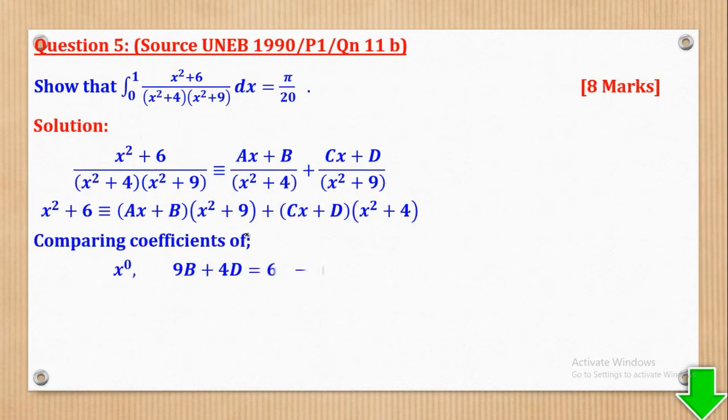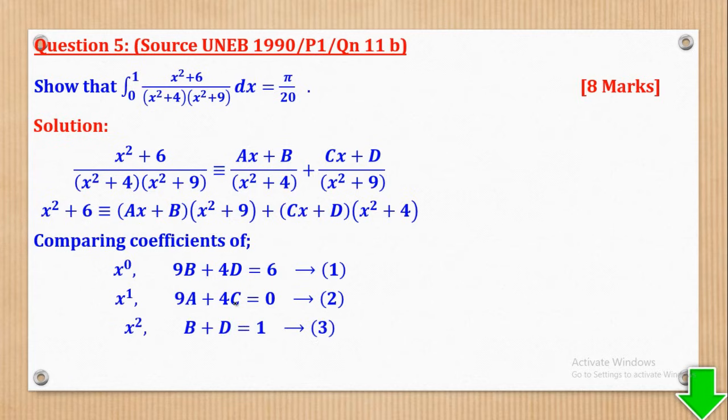So comparing coefficients, I'll start with x power 0. This side there is 6, and this side there will be this and this, which is 9b, and also this and this, which is 4d. And that is equation 1. What about coefficients of x power 1? Here there is 0, that's why you see 0 there. Then this side there is this by this, which gives you this 9a, and there is also this by this, which gives you this 4c.